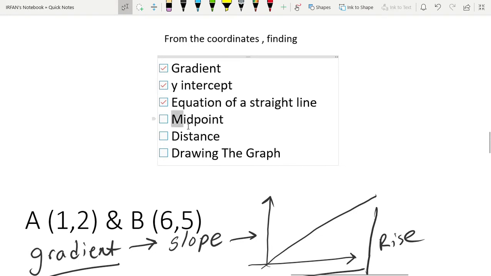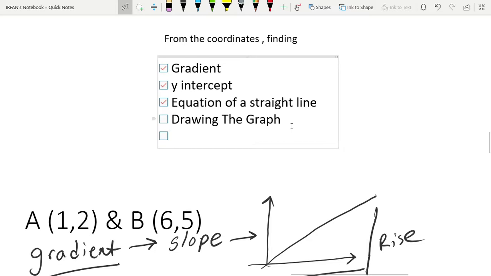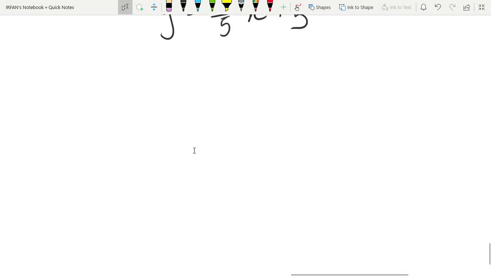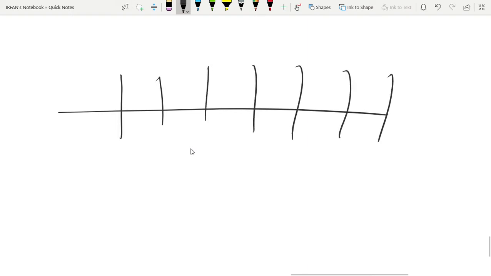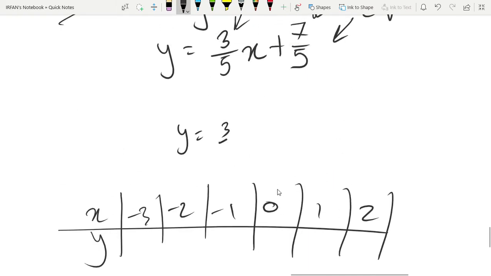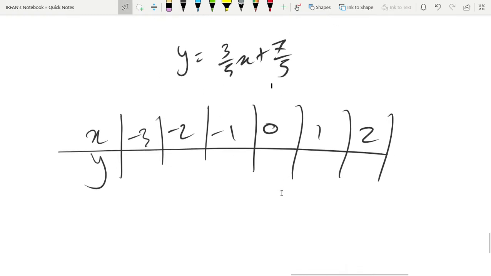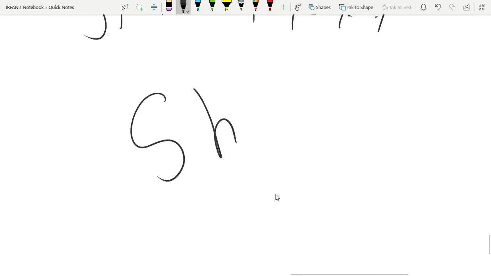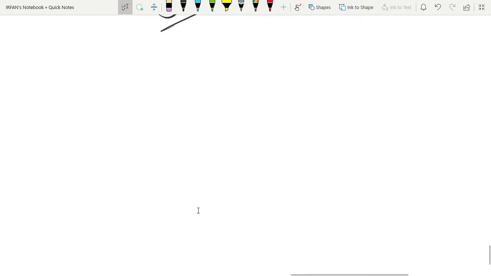But before I find the midpoint and distance, I'm going to draw the graph. How are we going to draw the graph? We know there's an old tradition, right? Remember when you were a kid, we drew a box. We took some values for x, -3, -2, -1, 0, 1, 2, and we substituted these values in 3 by 5 x plus 7 by 5, then put the values here and drew the graph. This is a very long process. I'm not going to go for that because you all know this process. I'm going to show you the shortcut.